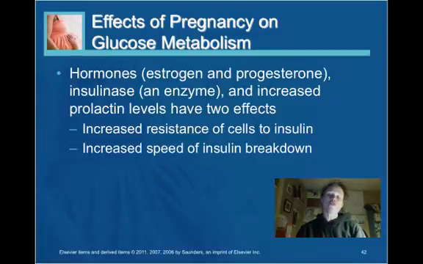So in terms of pregnancy and glucose metabolism, hormones such as estrogen and progesterone, the enzyme insulinase, and increased prolactin levels have the following effects. They increase the resistance of the cells to insulin, meaning that the cells don't respond as well to insulin that is present in the bloodstream. And also there's an increased speed of the breakdown of insulin.